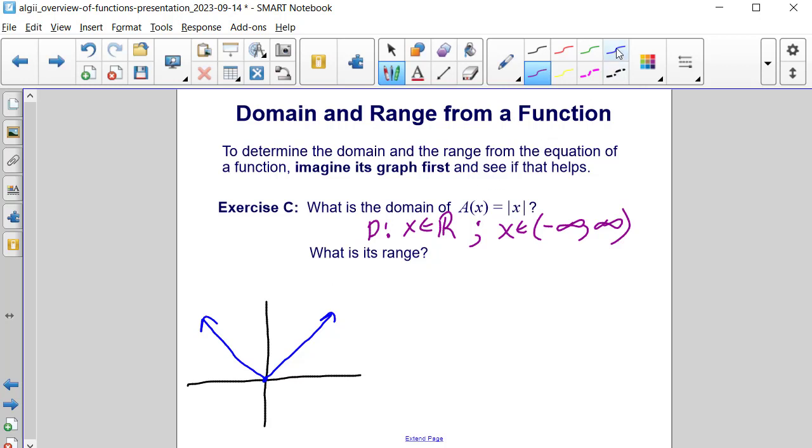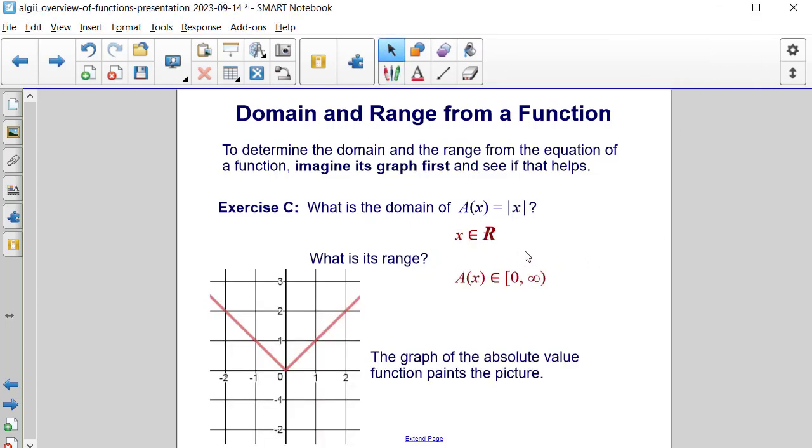And now what is the range? This one does have a restriction. We're starting off at 0 and we're going up towards positive infinity. So the range, and we're using A of x for our function, is contained in the set. We are including 0 because, again, at the origin, it has a defined value. The x value is 0, it is 0. So 0 is included, and it has no restriction as to how high it goes, so it goes up to positive infinity. And here are the solutions.